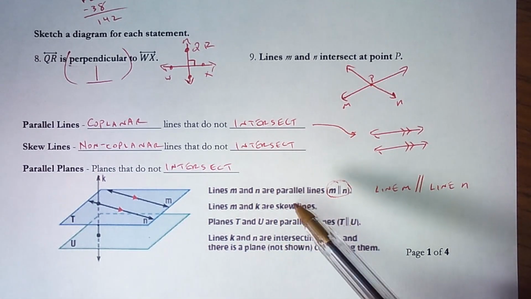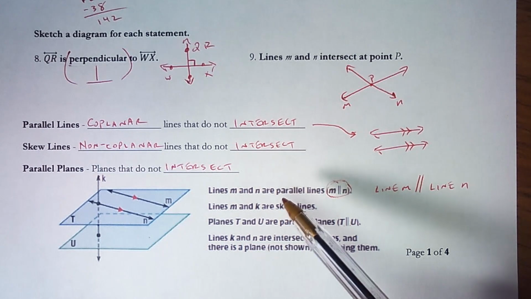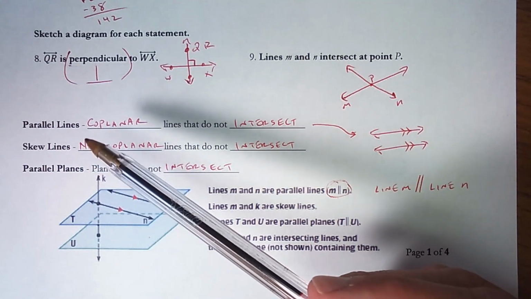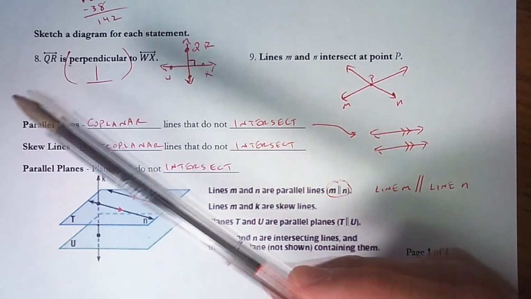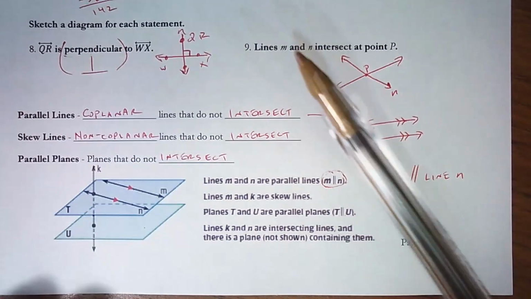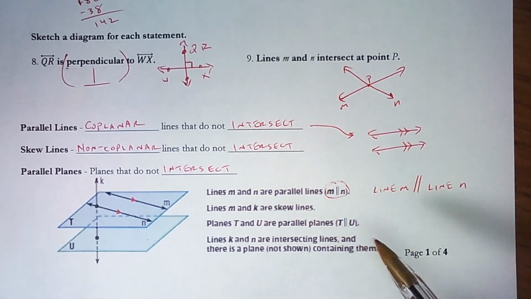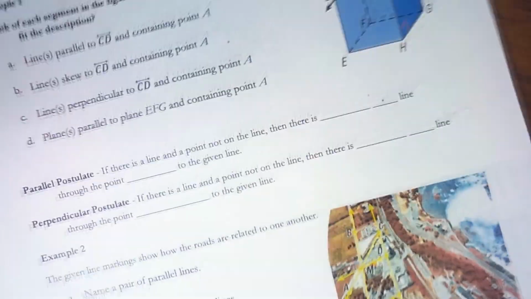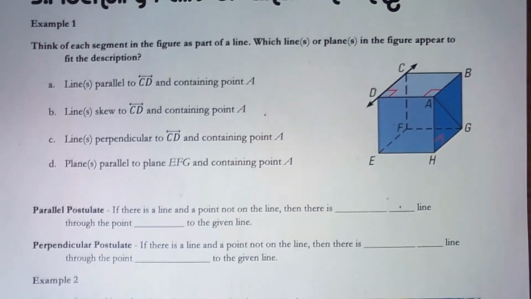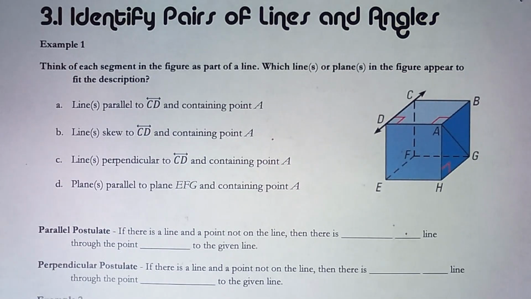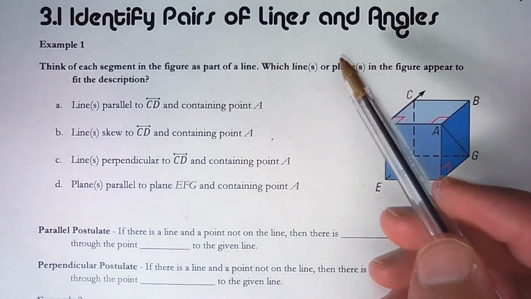Lines K and N are intersecting lines, and there is a plane that actually contains both of them. That plane is not shown. Anytime you've got a pair of intersecting lines, there is a plane, this one would be vertical, there is a plane, whether it's shown or not, that will contain any pair of intersecting lines. Think of each segment in the figure as part of a line, which should be easy because a segment is a part of a line.